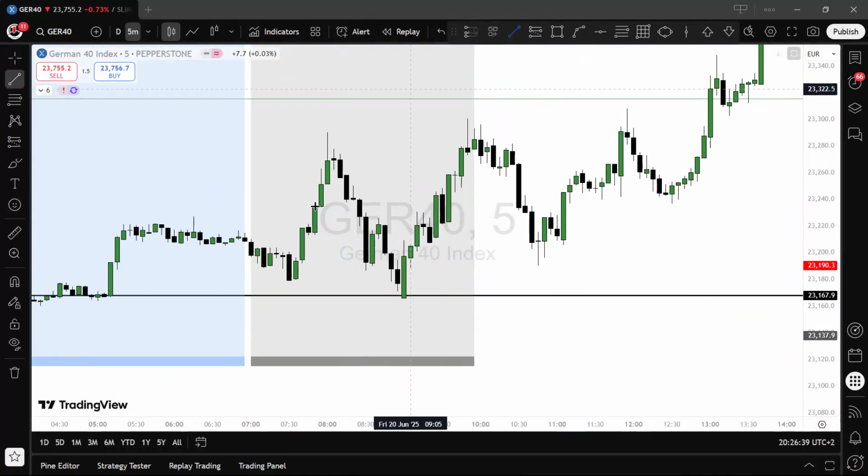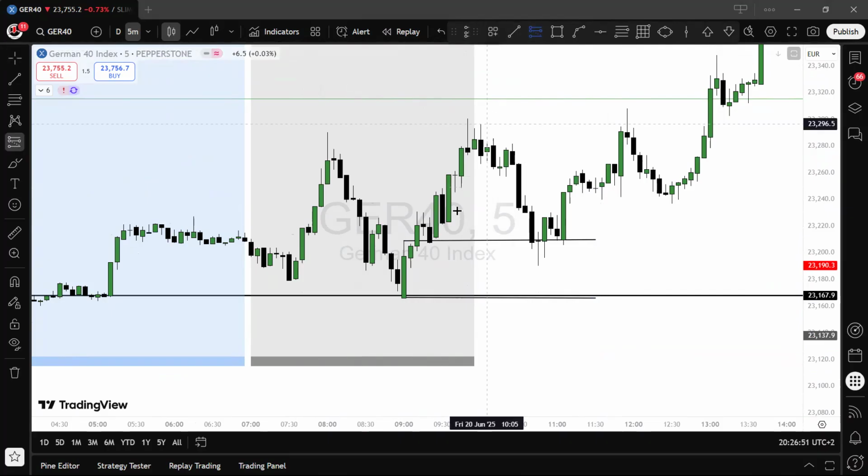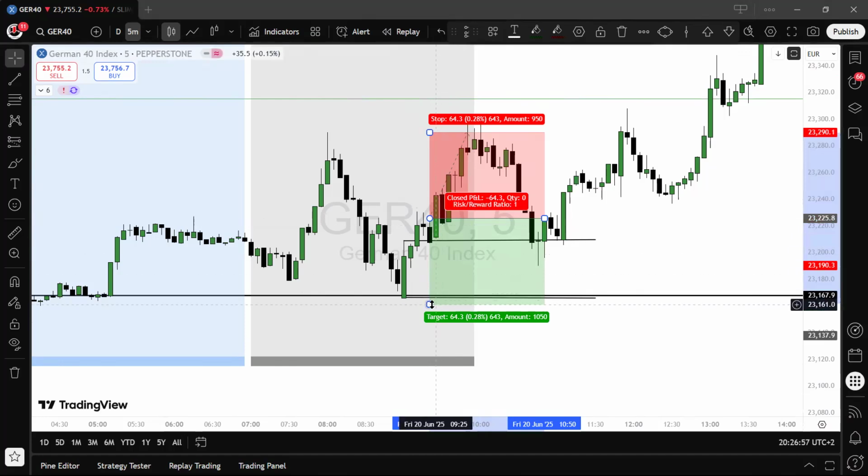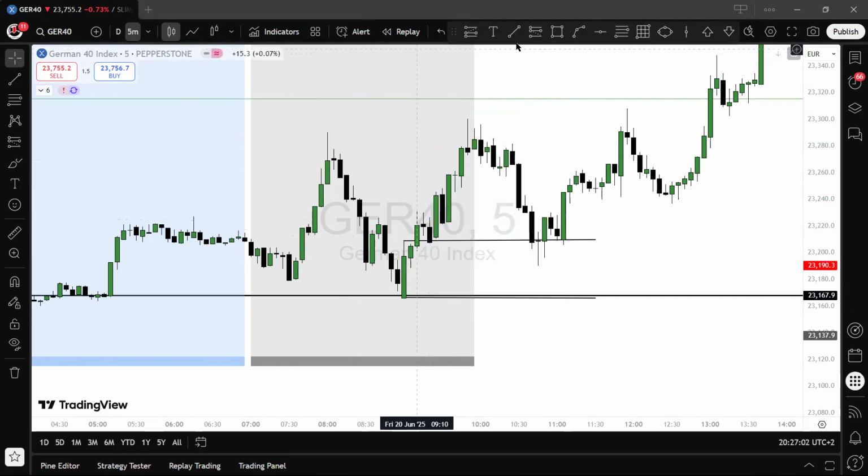Okay, the next day. This is the candlestick which breaks, price comes back down. It is pushing back up. Stop loss below the candlestick which broke. Oh, I'm using the wrong tool. There we go.